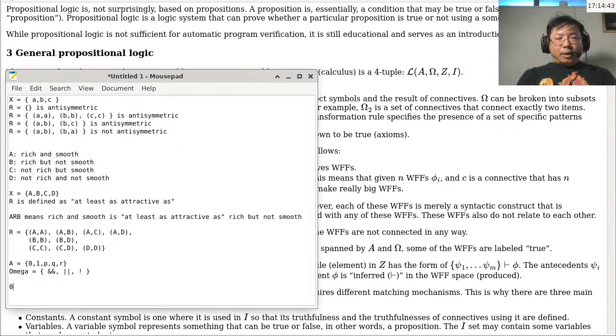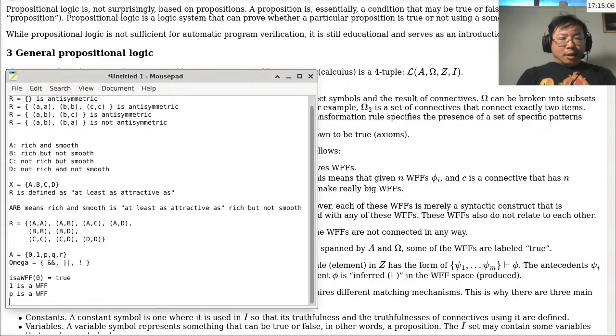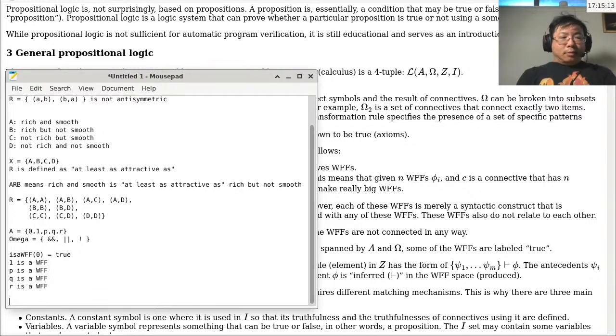So at this point, we know that is a WFF 0 is true. In other words, 0 is a well-formed formula. And I can also use English to write this out. True is a well-formed formula. P is a well-formed formula. Q is a well-formed formula, and then R is a well-formed formula. Why? Because all of these symbols appear in the set alpha.